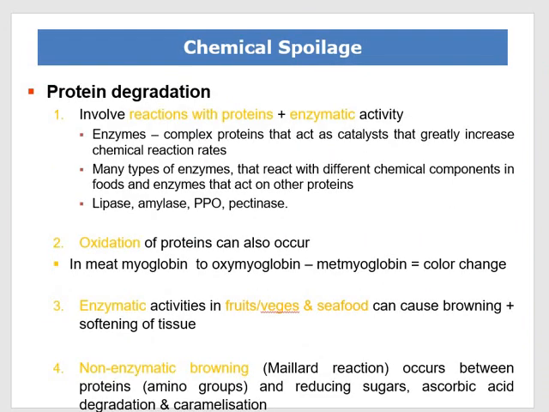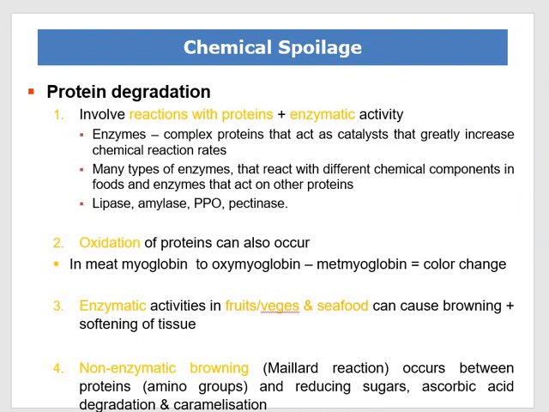Okay, so in terms of chemical spoilage, we mentioned that mainly it's affecting your macromolecules. So we're going to go through each and every macromolecule and discuss the type of chemical reaction that will be taking place, and obviously factors affecting that and so on. In terms of the first one, protein degradation or chemical reactions involving your protein, there's one thing that we still need to remember about proteins: all enzymes are proteins. If you still remember that saying, all enzymes are proteins and not all proteins are enzymes.